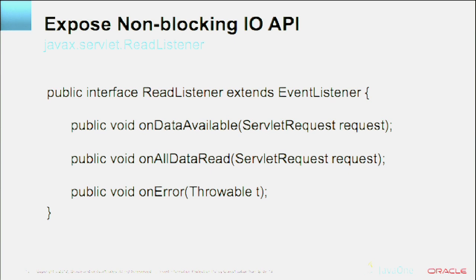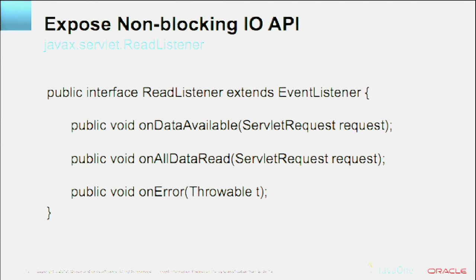Now, if you compare this read listener, you can see that it looks more like the JDK 7 CompletionHandler. The CompletionHandler has a method that basically says, when you are done, they call you, which corresponds to onAllDataRead. And they also have a method for when they fail, which corresponds to our onError method. Now for us, we have one more method here, called onDataAvailable.